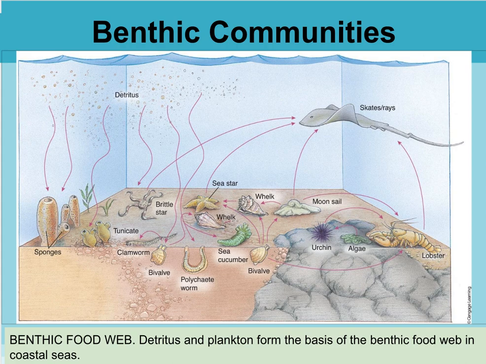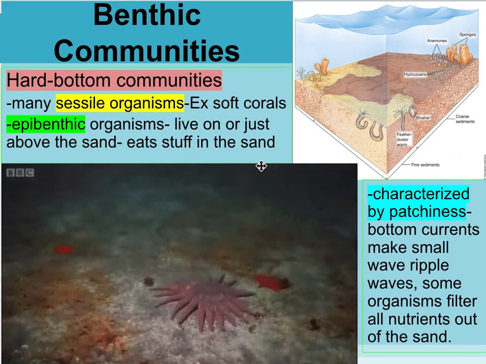And of course, the backbone to these benthic communities is dead and decaying matter that is falling down, or things that die on the bottom and deteriorate, and also the plankton that are photosynthesizing and forming the basis of the whole food chain. It's very important.